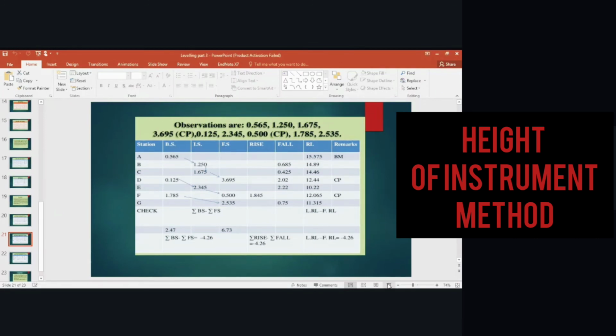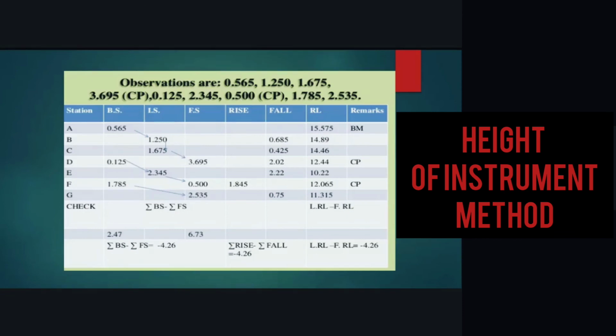So the rise and fall method is a simpler method as compared to height of instrument. The rest is the same. Then what we have to do: the first reduced level is 15.575. And if it is a fall, then you have to subtract. If it is a rise, you have to add. So first of all, it's 15.575. You have subtracted 0.68 and got 14.89 here. Okay, it's 14.89 minus 1.425.